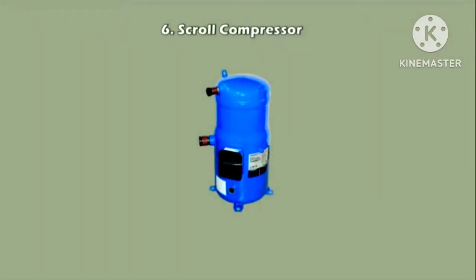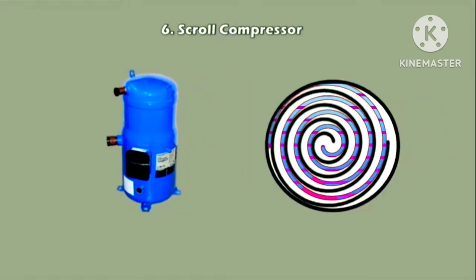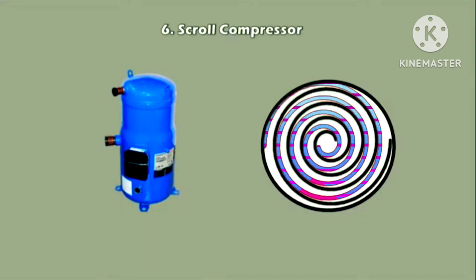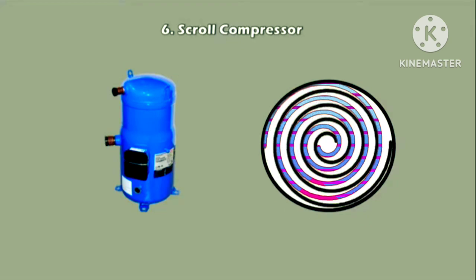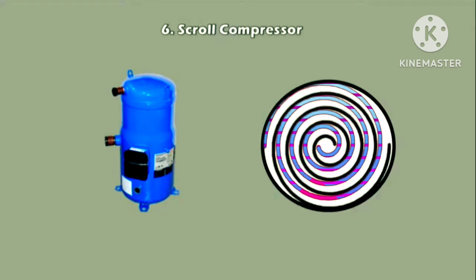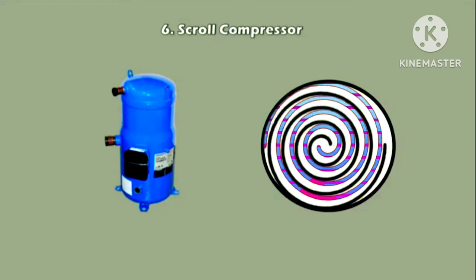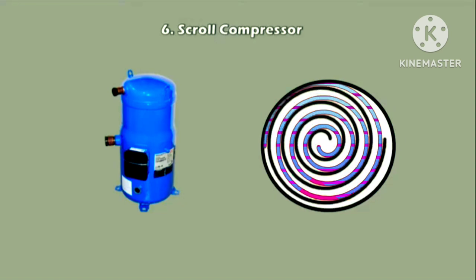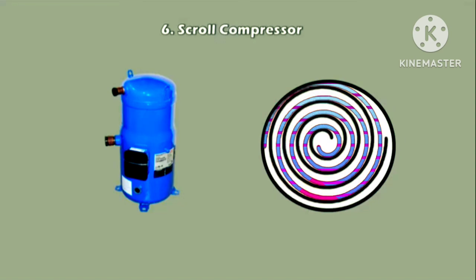6. Scroll compressor. A scroll compressor uses 2 interleaving scrolls to compress gases. The vane geometry is an Archimedean spiral. Often, one of the scrolls is fixed, while the other orbits eccentrically without rotating, thereby trapping and pumping or compressing pockets of fluid between the scrolls.